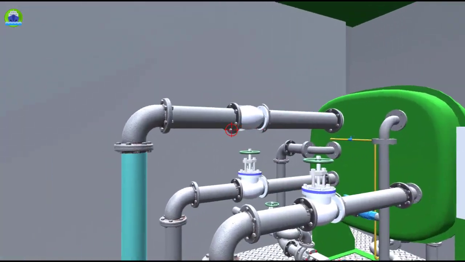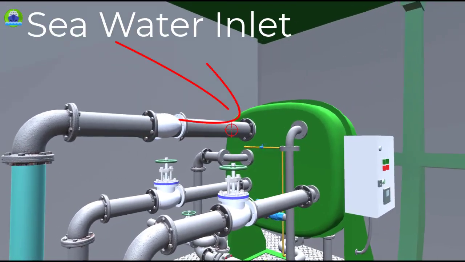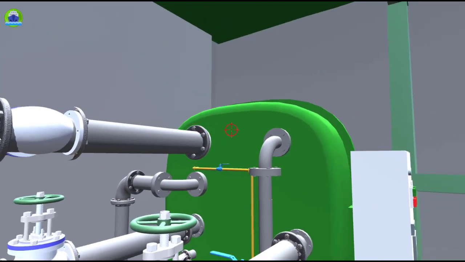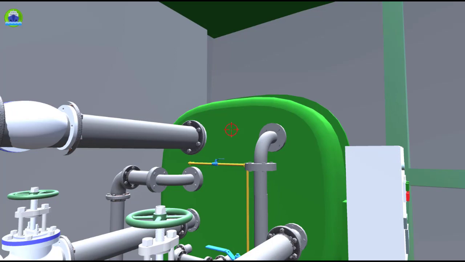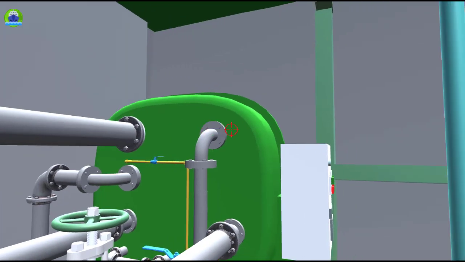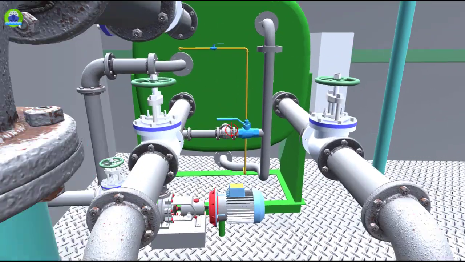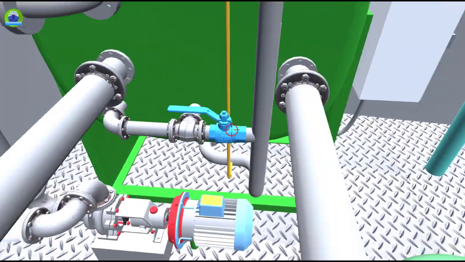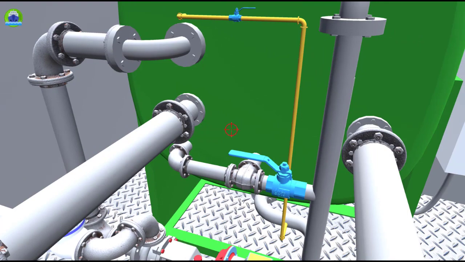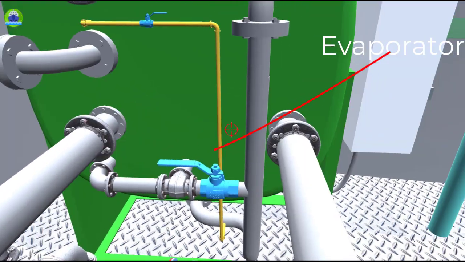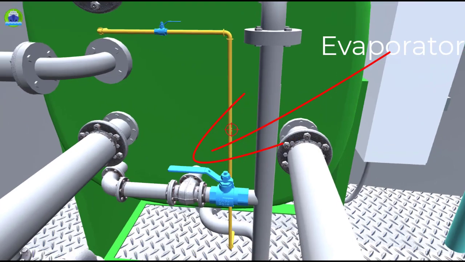This is the inlet of the seawater coming from the seawater system, and it goes inside through the condenser exchange tubes, comes out through here, and it bleeds out a little bit of proportion of seawater in the lower part of the chamber or the shell. In that area is where the evaporator is located.